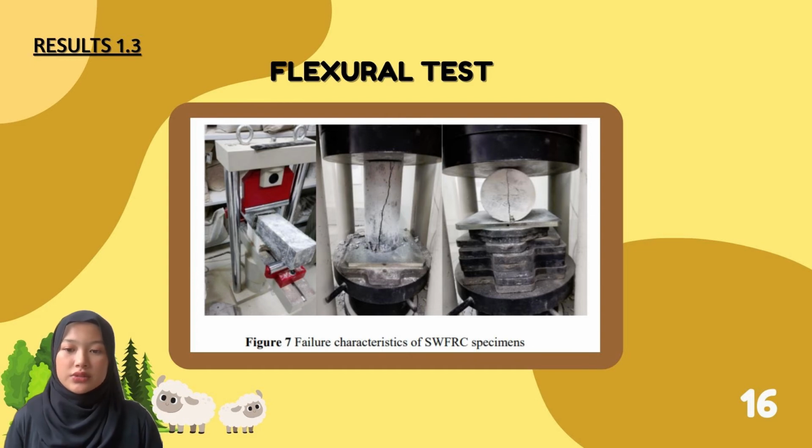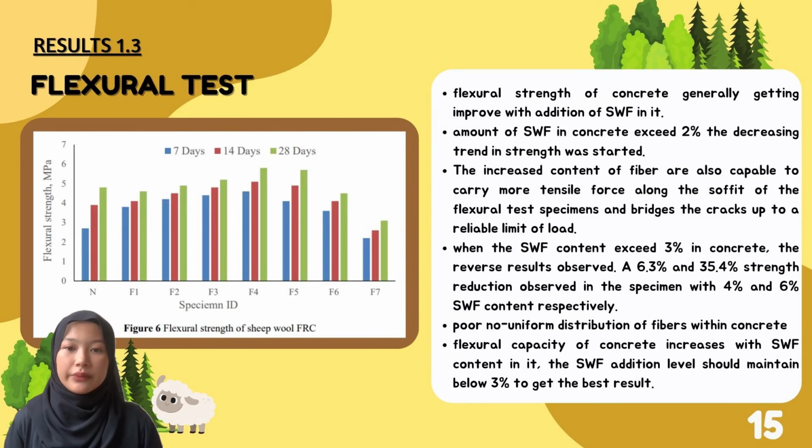But when the sheet wool fiber content exceeds 3% in the concrete, the reverse result was observed. The specimen with 0.5 showed a little drop in ultimate load. This happened because of non-uniform distribution of fiber in concrete, which made the concrete weak along a specific plane and the capacity got reduced. Overall, the flexural capacity of concrete increased with sheet wool fiber content in it. The sheet wool fiber addition level should be kept below 3% to get the best result.